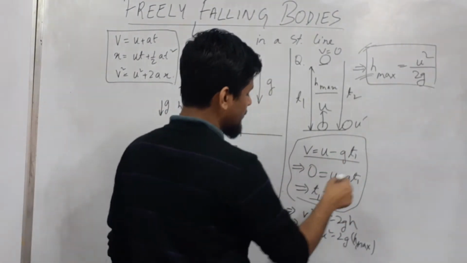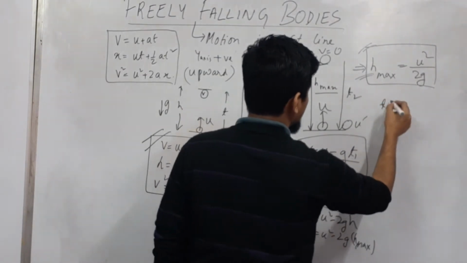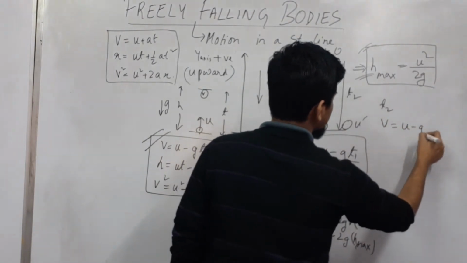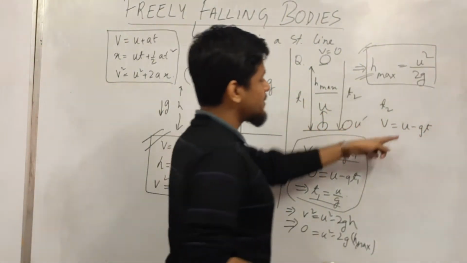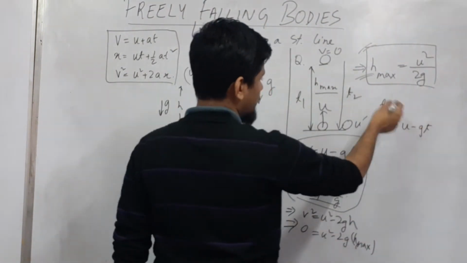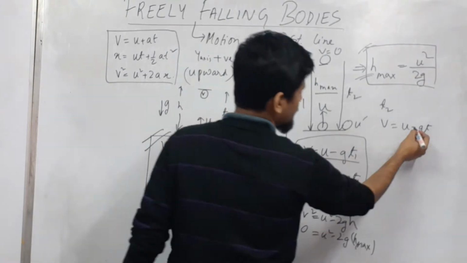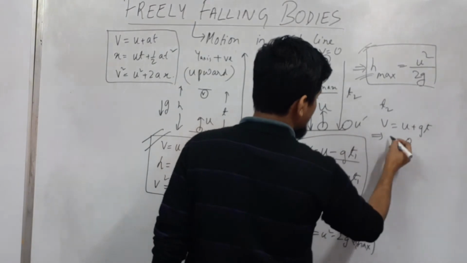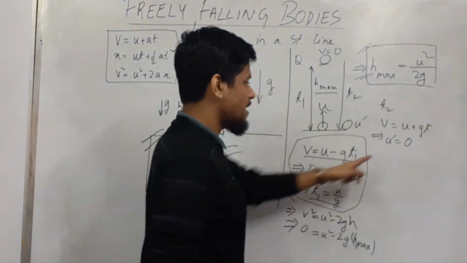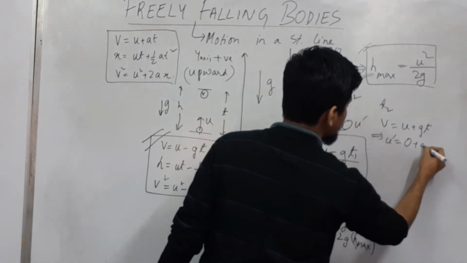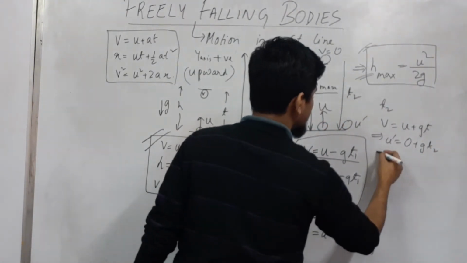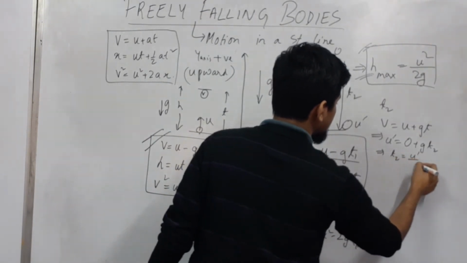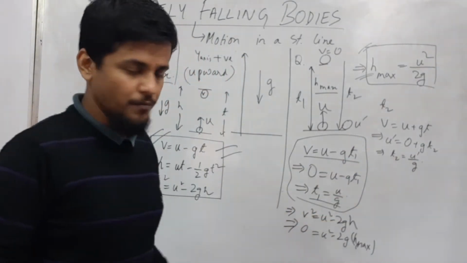Now let us consider the time taken to come down. For t2, we know that v is equal to u minus gt, but in this case the direction of motion and the velocity are in the same direction, so this will be plus gt. The initial velocity is 0, the final velocity is u dash, so u dash is equal to 0 plus g into t2. So t2 is equal to u dash by g.